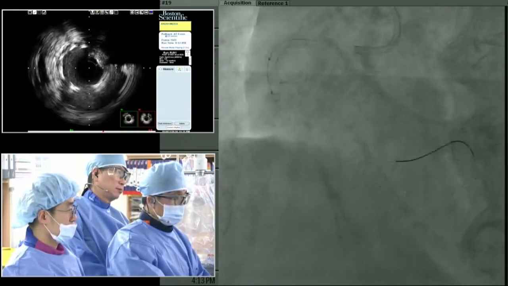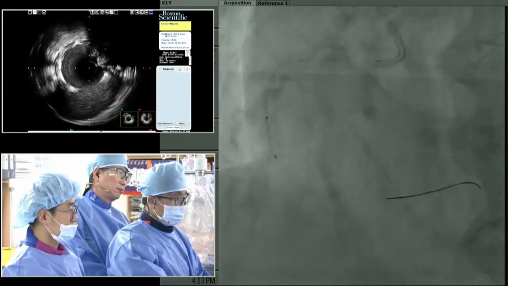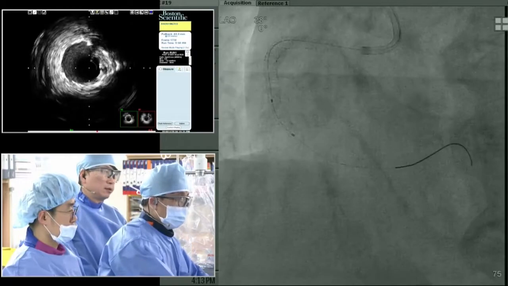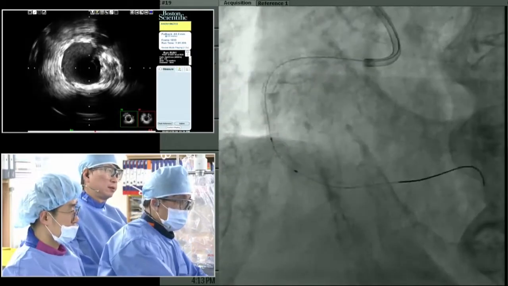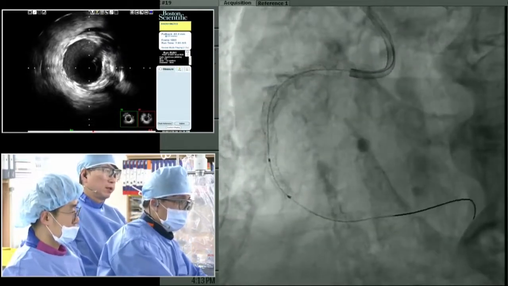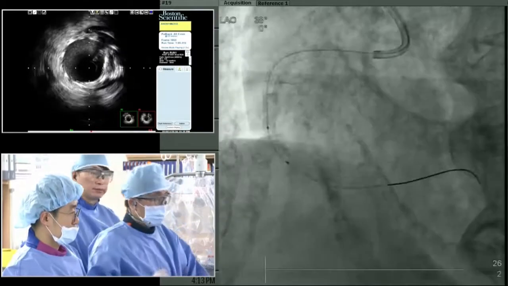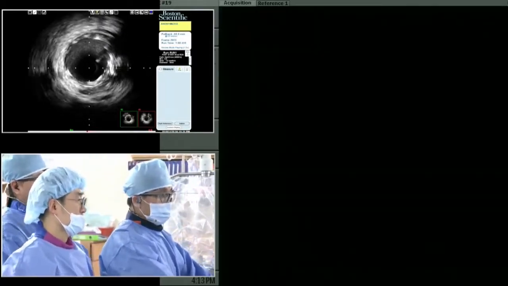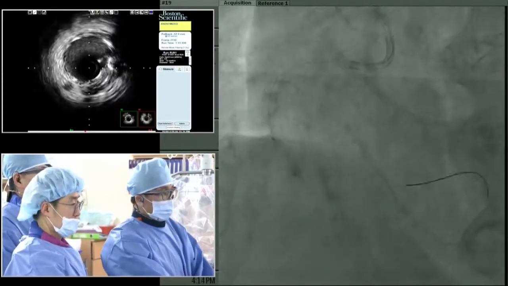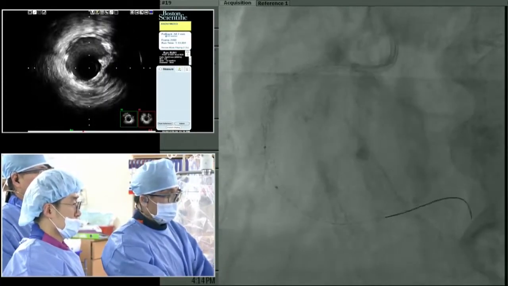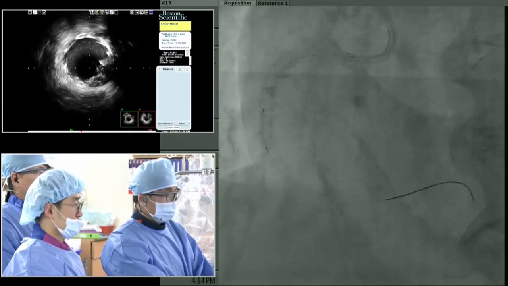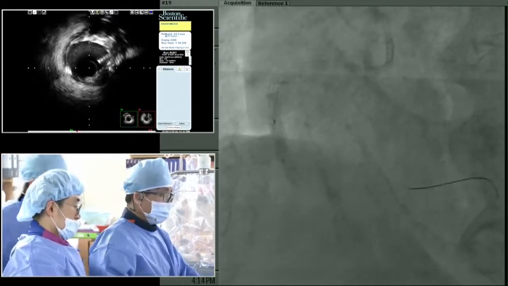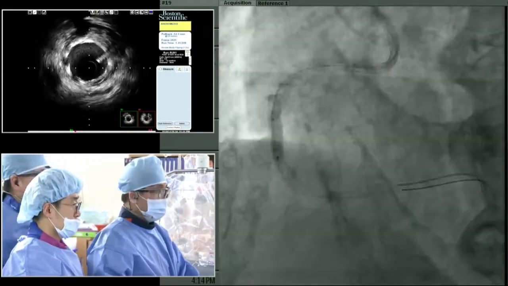After the balloon, introduce the wire. Okay. So I position the wire a little bit out. I pull out a little bit. Okay. 12. Let's do nominal only. Nominal. Okay. Deflation. Again, 16. This is a 3.75 balloon. Okay. Deflation.